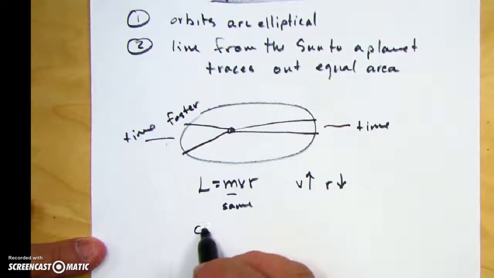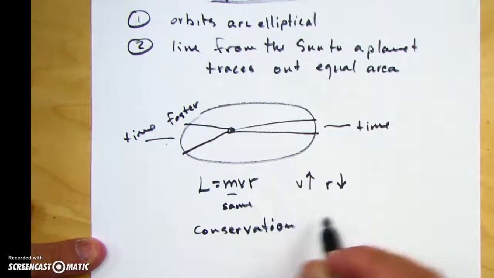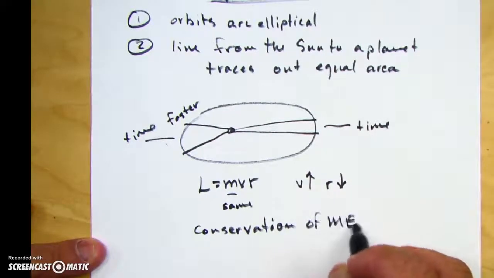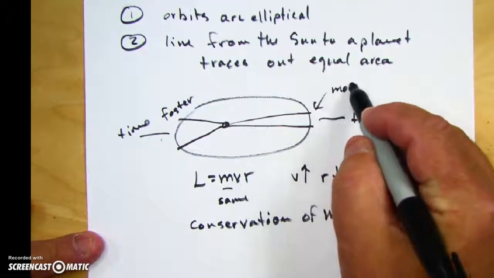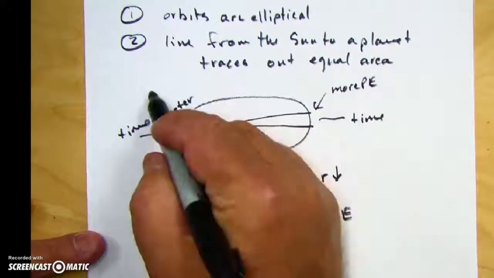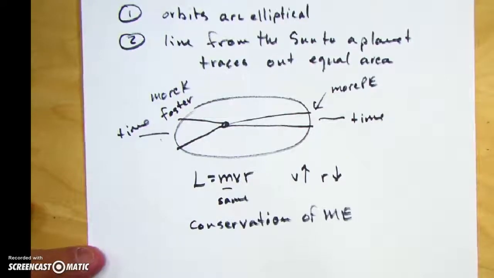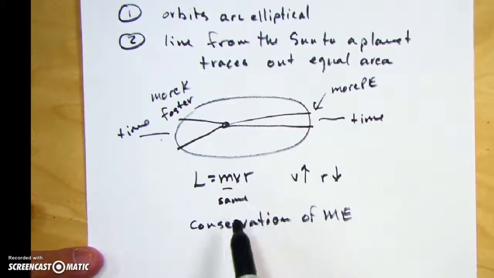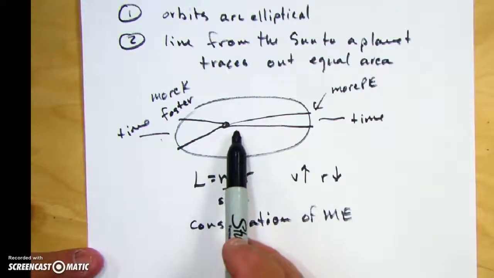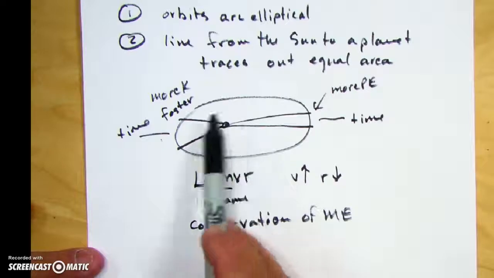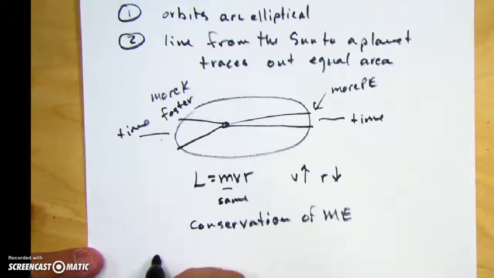Now, I can also see that from conservation of mechanical energy, which is another way to think about it, because here I would have more PE and here I would have more KE. It basically says as you get closer, which backs up what our thinking was earlier, you actually move faster. And you see that even within the orbit of one planet.